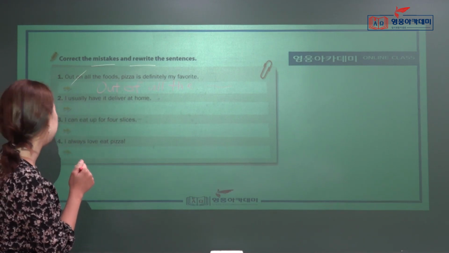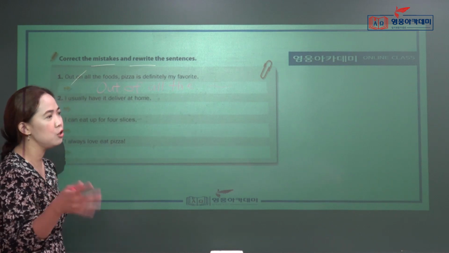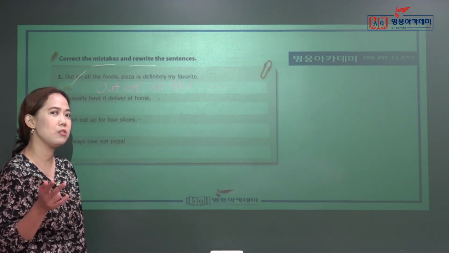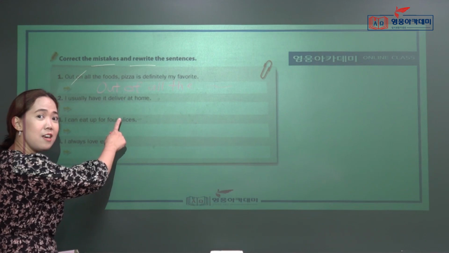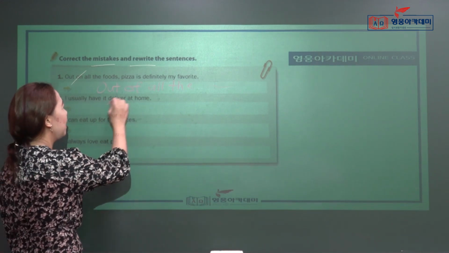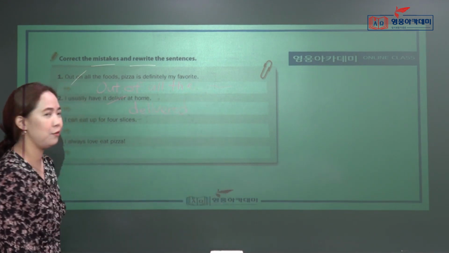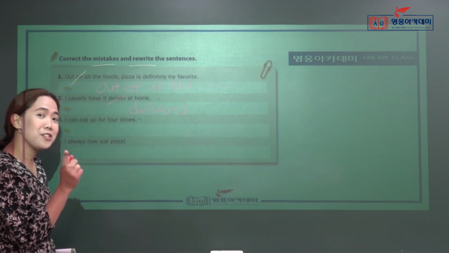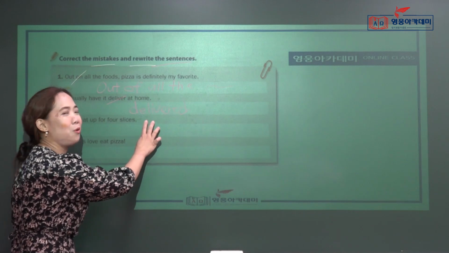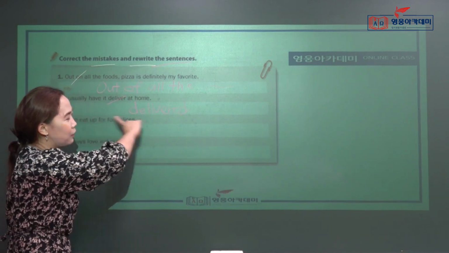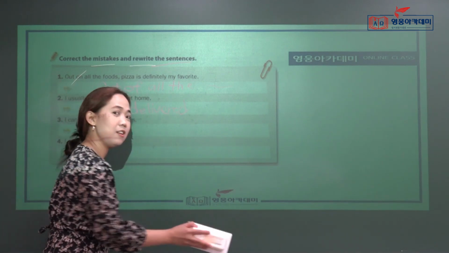How about number 2? Let's do this again together. I usually have it delivered at home. It sounds unnatural, right? What is wrong with this sentence? I usually have it delivered, okay? This word has to be like this, delivered. Now listen, guys. The instruction says, rewrite the sentence. Some students just write the words. Don't do that. Write the complete sentence all the time, okay? All right, do it now.